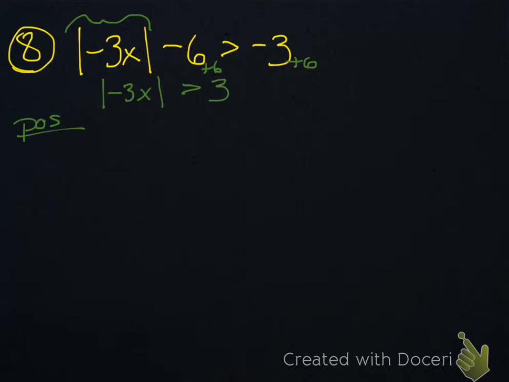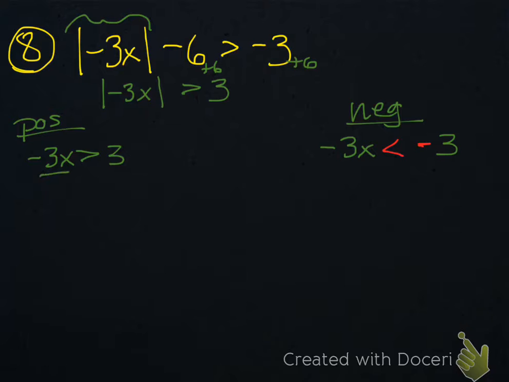Now we need to do our positive case and our negative case. Positive case, remember, just write it down. No absolute value symbols. Just write it down. Negative case, however, yep, you got it. We got to do both things. We got to change the direction. So I'm now going to have a less than and change the sign.